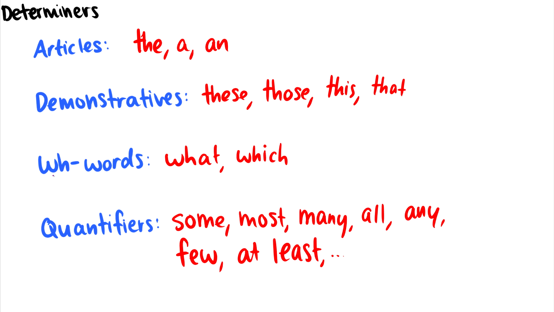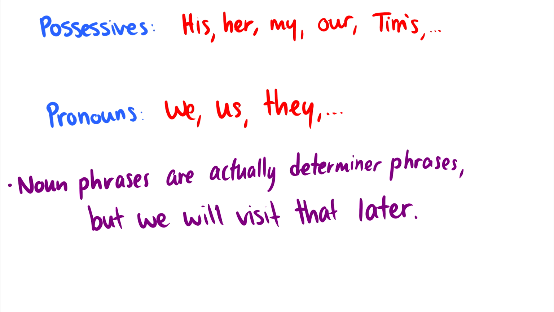We also have WH words like what dog or which dog. We also have some quantifiers as well. So some dogs, most dogs, many dogs, all dogs, any dogs, few dogs, at least 3 dogs, at most 4 dogs. So we'll classify these as determiners for now too. Similarly, we have the possessive. So we did look at his, her, and there are other words like my or our or Tim's or John's, so you can use names here as well. And then we also have the pronouns such as we, us, or they.